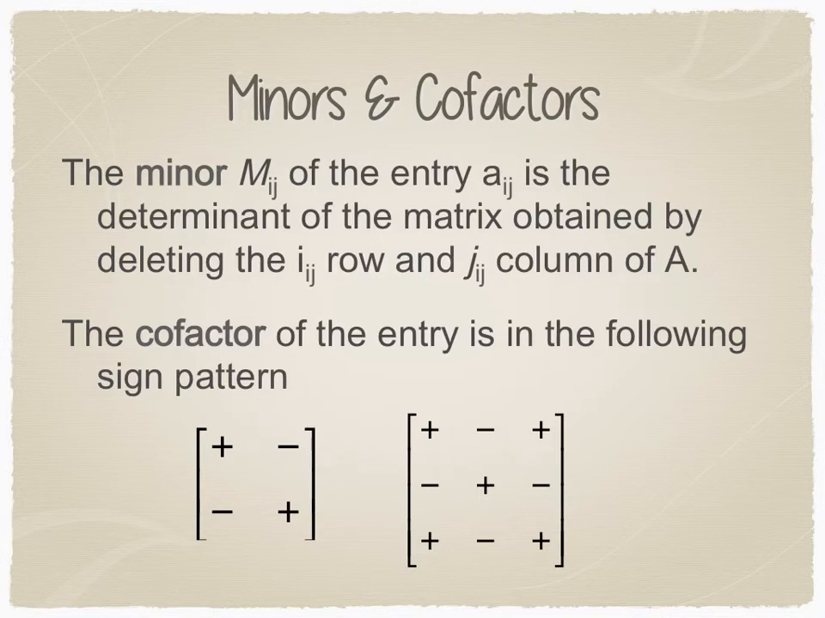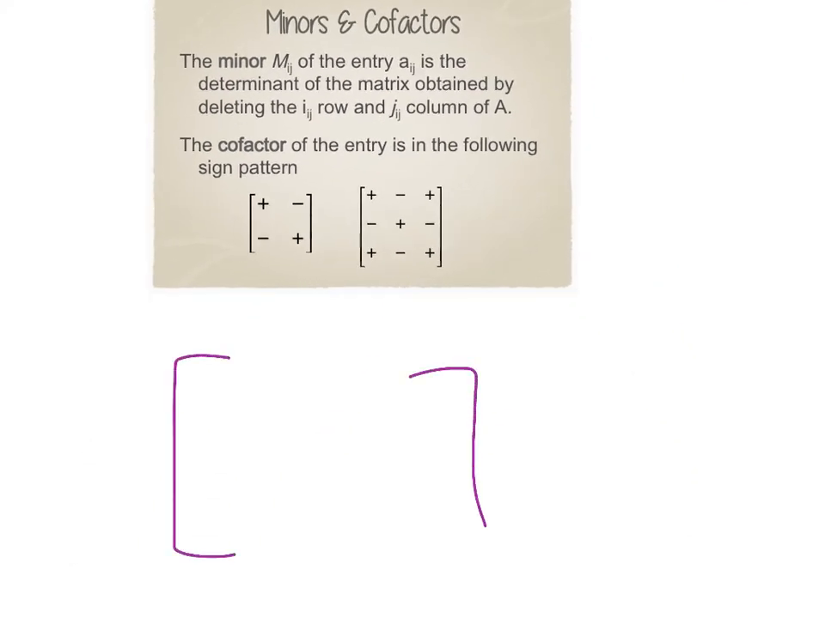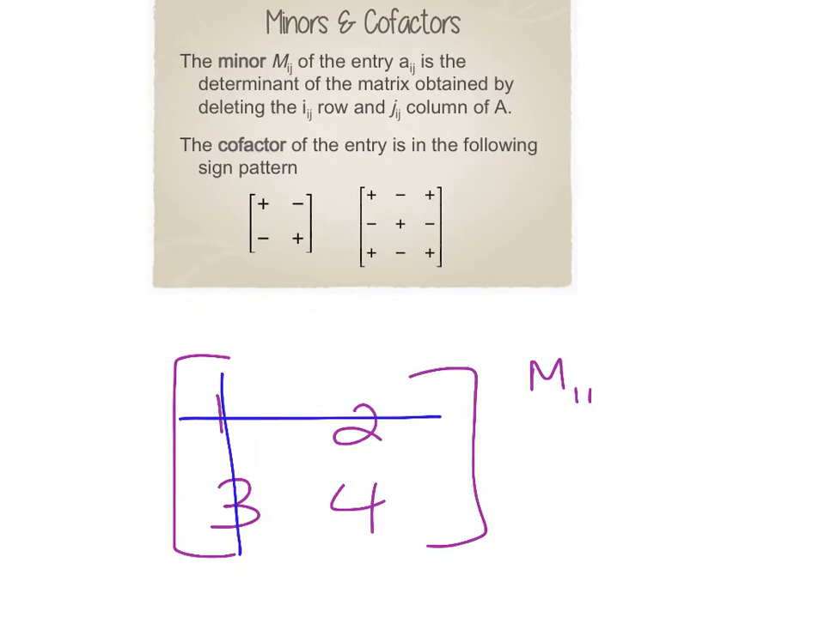The minor of the entry is the determinant of the matrix obtained by deleting the row and the column that entry is in. So if I have the matrix 1, 2, 3, 4, and I ask you to find the minor of row 1, column 1, minor 1,1, then what you want to do is cross through the row and the column that cell is in. So if it's row 1, column 1, I'm crossing through row 1 and column 1, and whatever's left is your minor. So it would be 4. And then I would repeat that process for each of the entries.